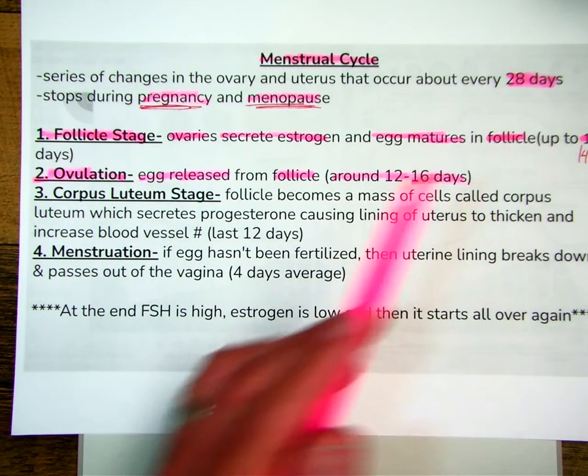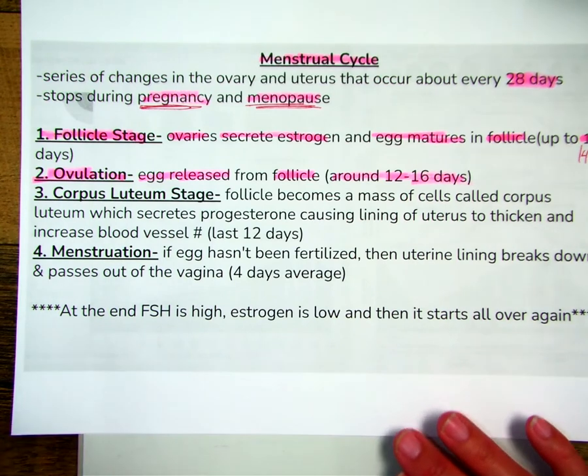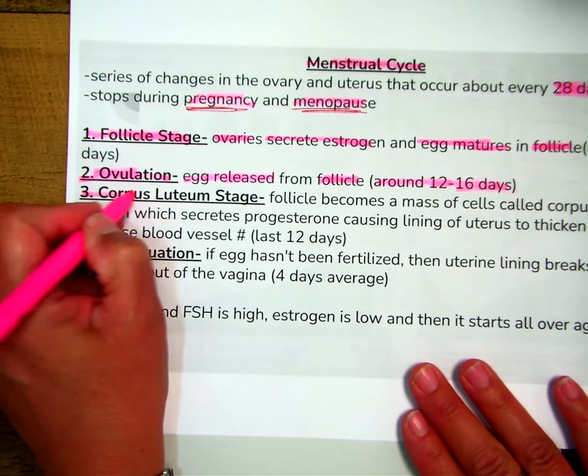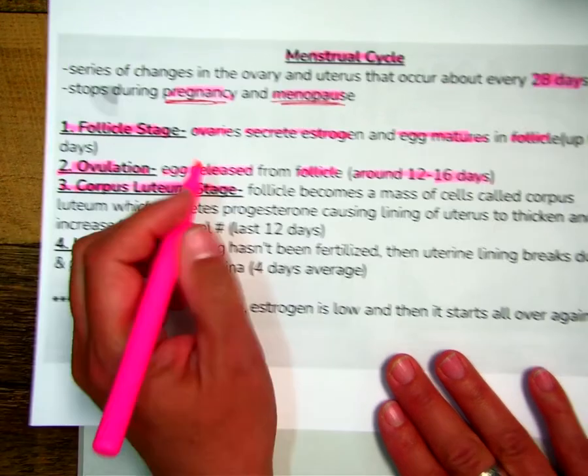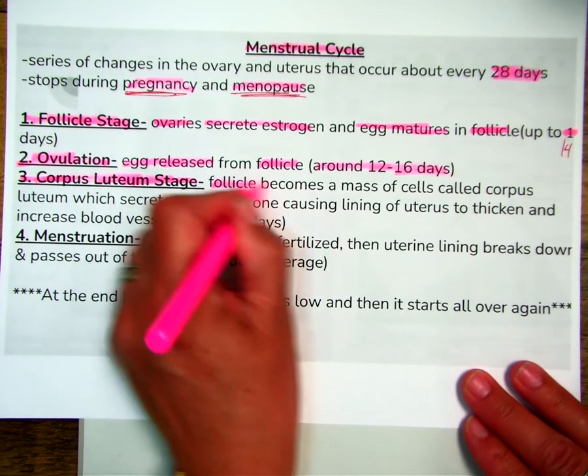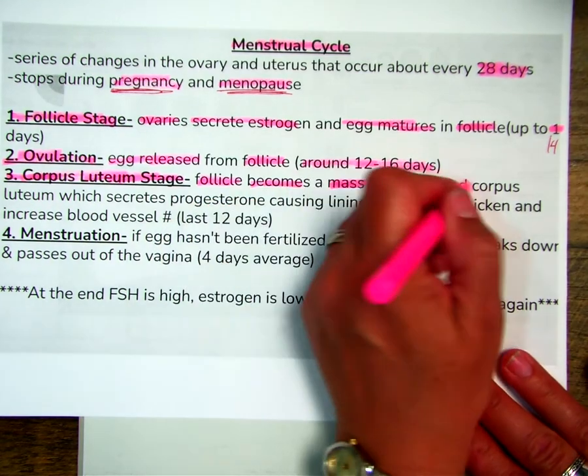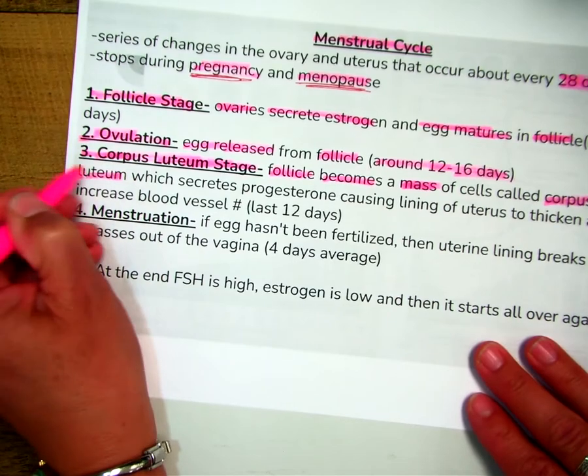One follicle will mature one egg per menstrual cycle. Okay, so now the egg releases. So now you have the corpus luteum stage. This is when the follicle becomes a mass. That little cup turns into a mass called the corpus luteum.